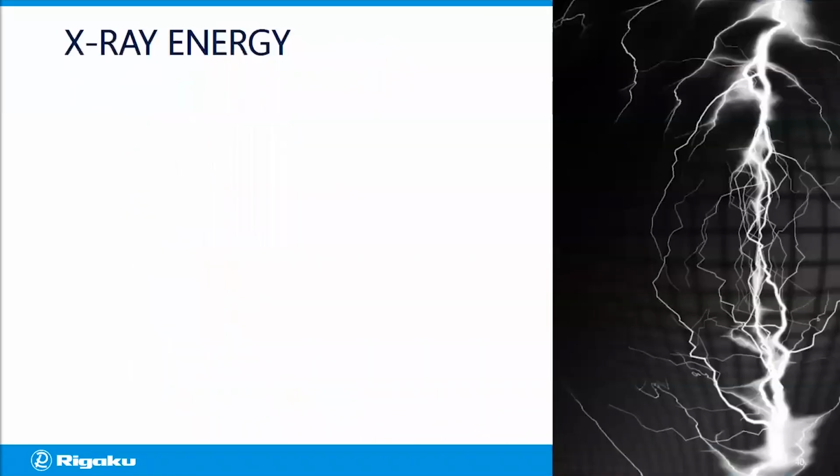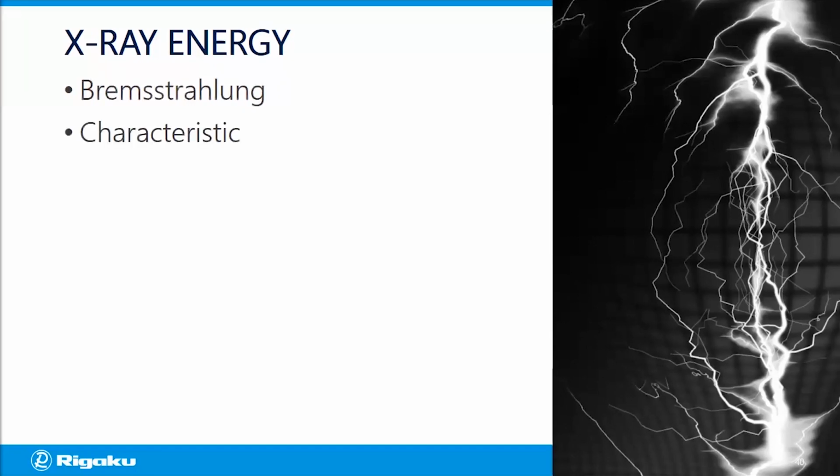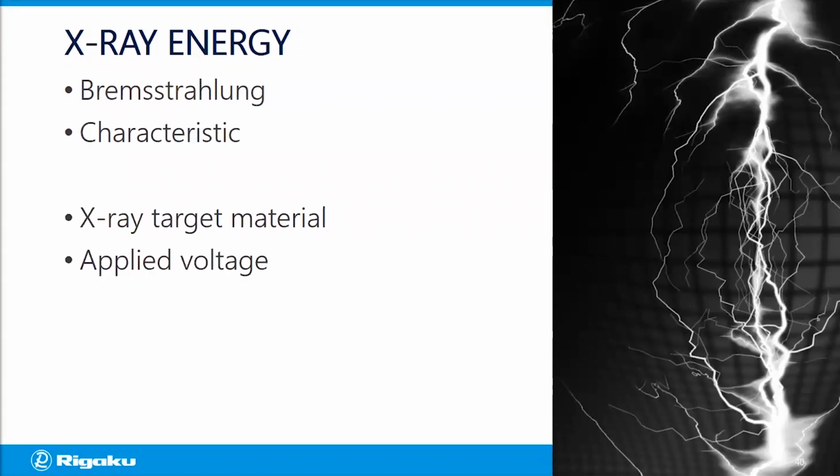Okay, so if you are using a lab-based X-ray source, you can either use Bremsstrahlung radiation or characteristic radiation. Either way, the X-ray energy depends on the X-ray target material, applied voltage, and the filter. So now you know how you can get low energy X-rays. And I want to show you two examples where using low energy X-rays helps a lot to increase the contrast and get good quality images.